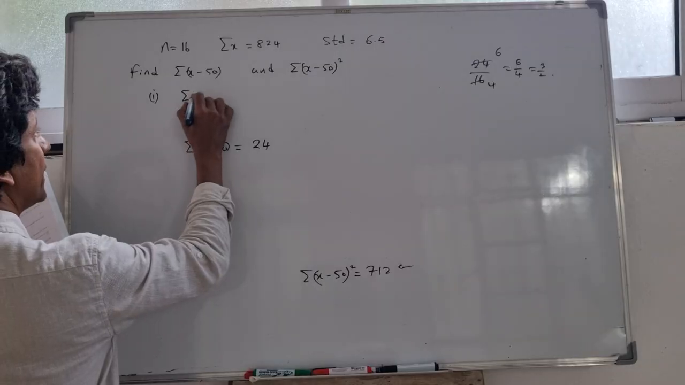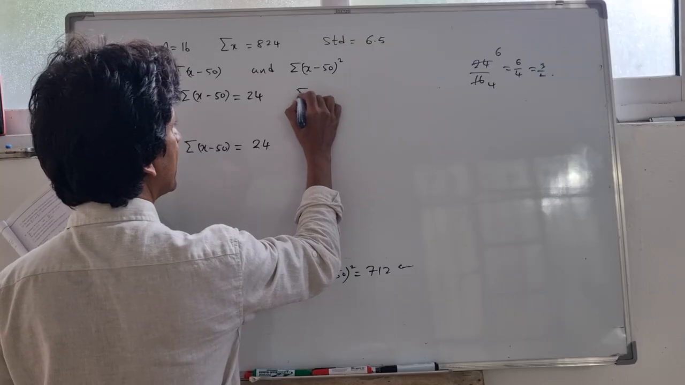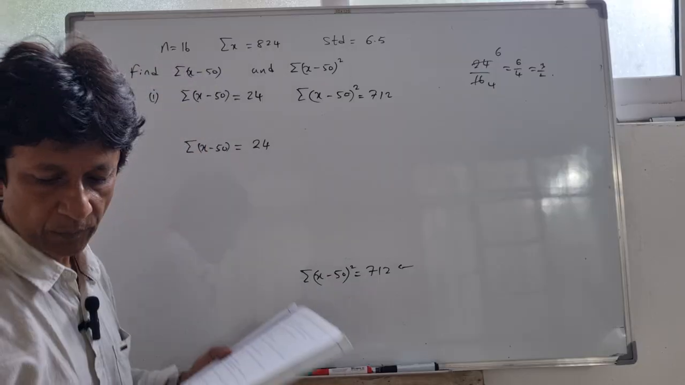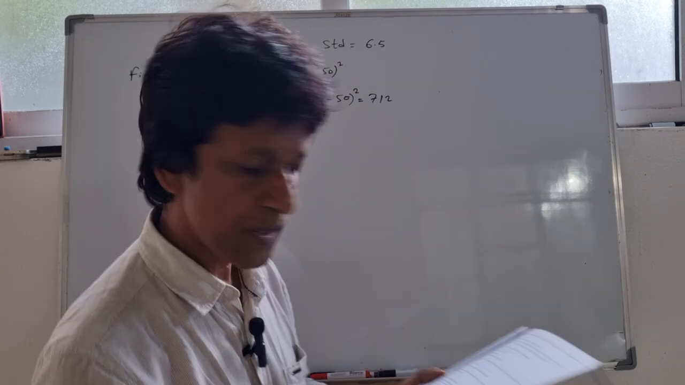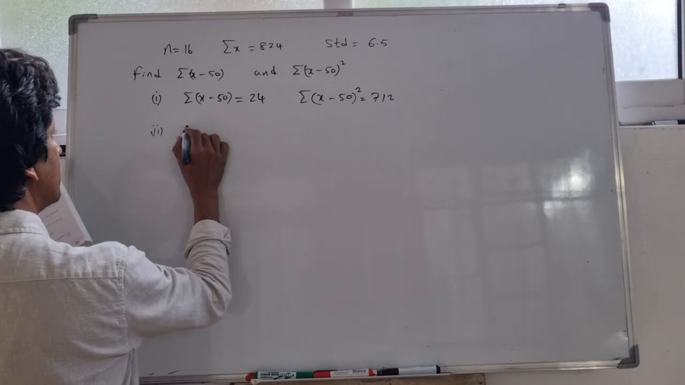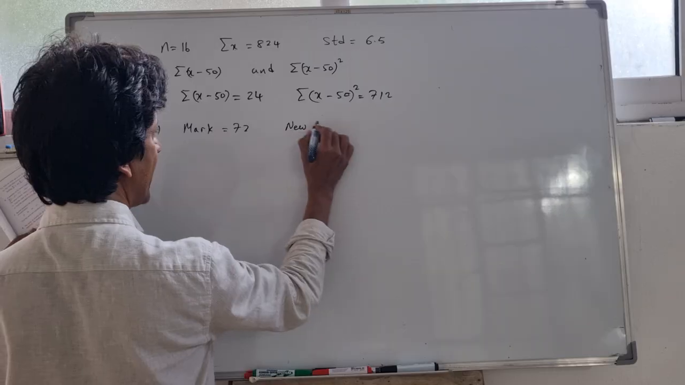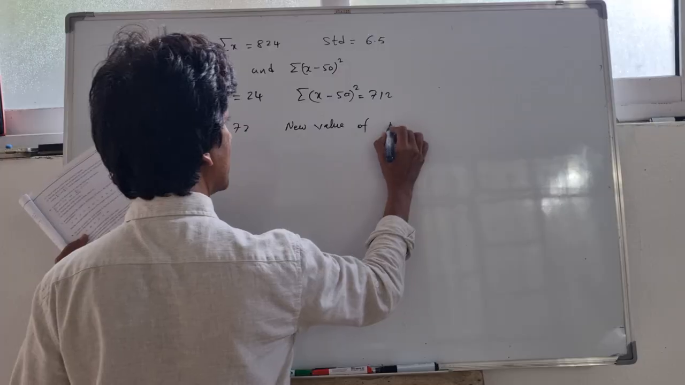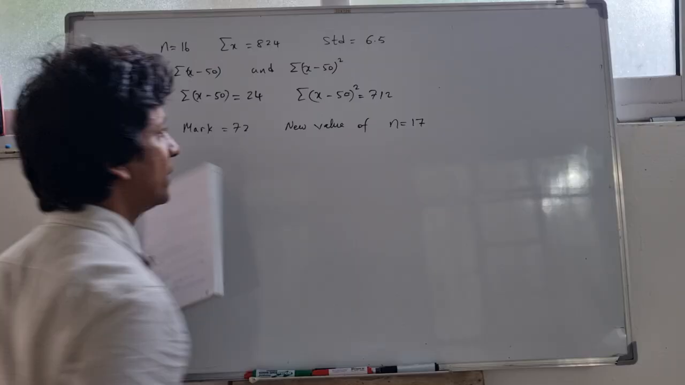So the sum of x minus 50, we already worked out this value, 24, and here we have the sum of (x minus 50) all squared, 712. Great. Now in the second part of the question, we have a person who did the test later and her mark was 72. So now the new value of n is going to be 16 plus that person who comes into the group, so that's going to be 17.